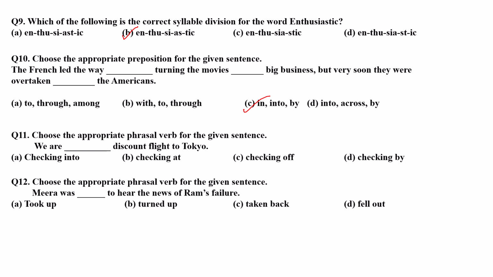Next question number 11. Choose the appropriate phrasal verb for the given sentence. We are dash discount flight to Tokyo. From here we'll see we are checking into discount flight to Tokyo. Next question number 12. Choose the appropriate phrasal verb for the given sentence. Meera was dashed to hear the news of Ram's failure. So Meera was turned up to hear the news of Ram's failure.